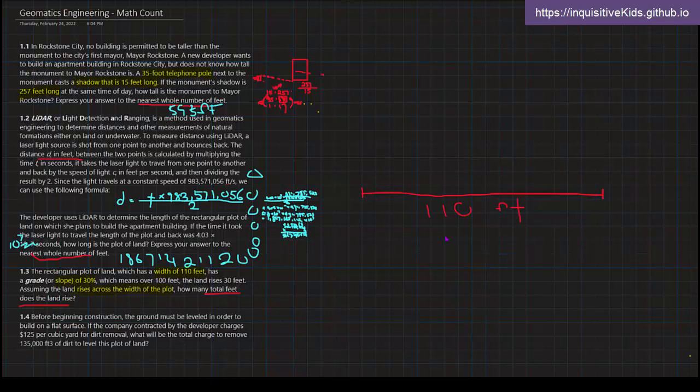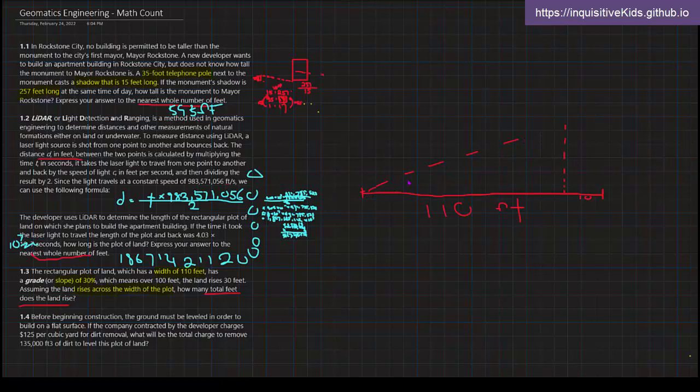Now we're going to try to draw a picture of it rising 30%. So this is saying, in this 110 feet, for every 100 feet, it moves up 30. So over here, I'm going to draw this is the 100 feet point, okay? So this would be 10. This is the 100 feet point.